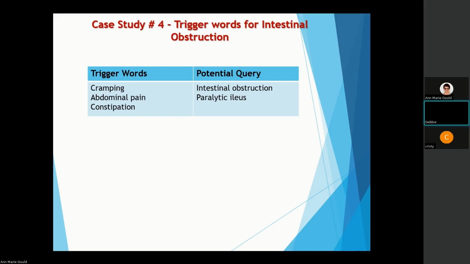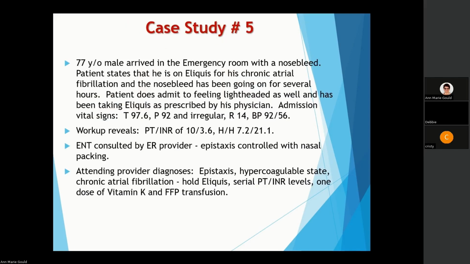Then, of course, our trigger words for a potential query: you want to see what their complaints are, and if they're having constipation or something, what are they doing to treat it? That's the goal for any query too. You need treatment. That three-legged stool: what's documented, what's the workup, and what treatment is performed, for all queries. And okay, case number 5, we're almost done with the case studies, I think.